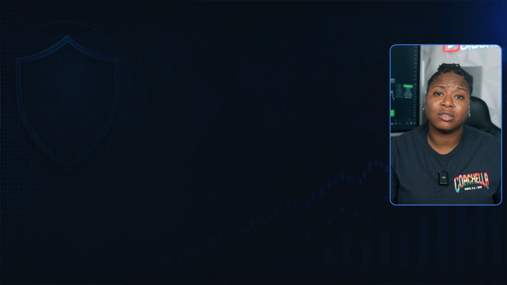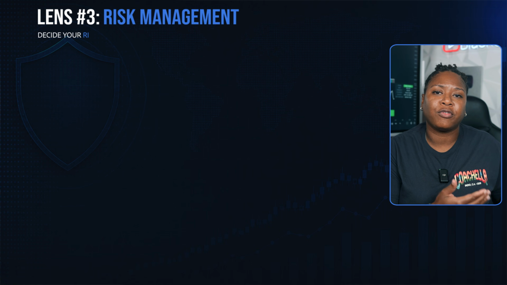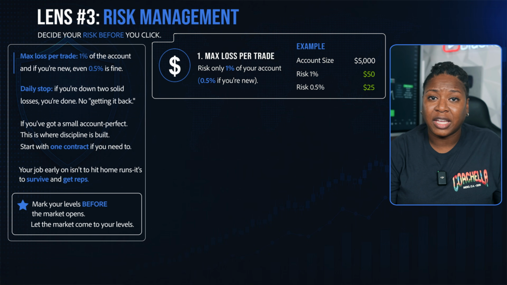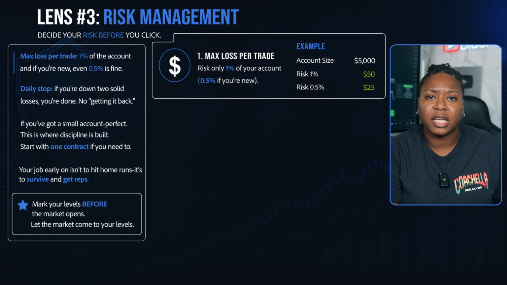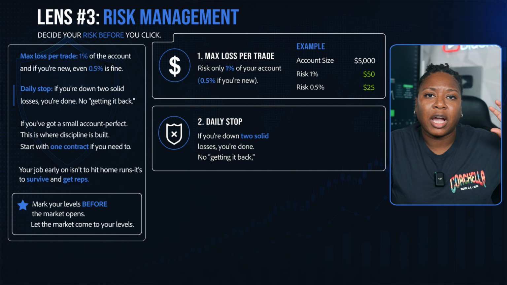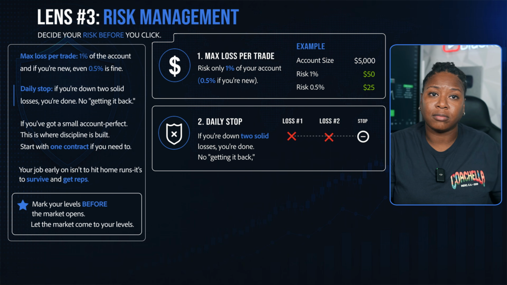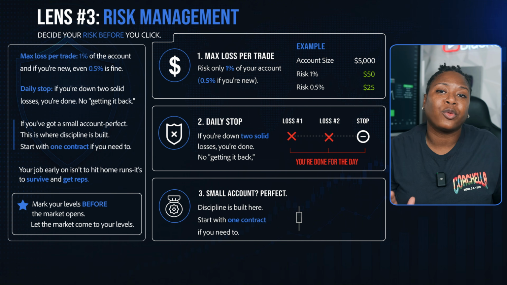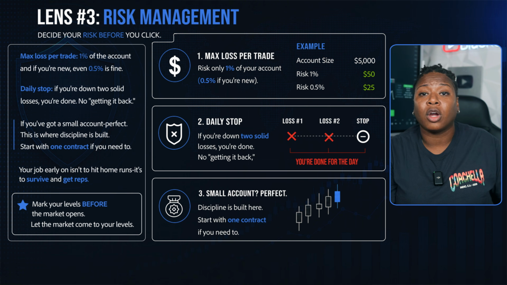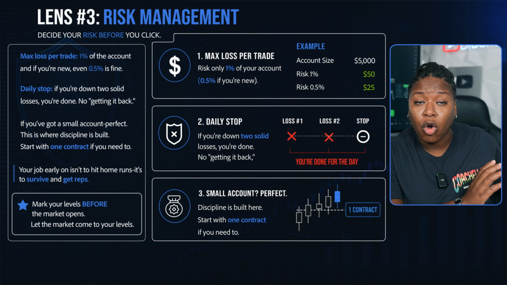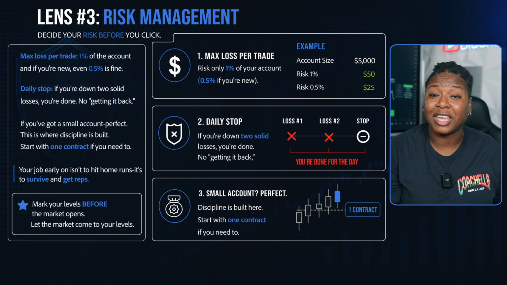And the last thing is risk management. Decide your risk before you click buy. And I would say a max loss of 1 to 2% of the entire account. And if you're new, even something as low as 0.5% is good. And also have your daily stop limits for your account. Let's say if you're down 2 losses back to back, be done. Okay, don't go back in that day. If you have a small account, that's perfect. This is where discipline is going to be built. Start with 1 contract if you need to. Your job early on isn't to hit those home runs, but it's to survive and get reps in.